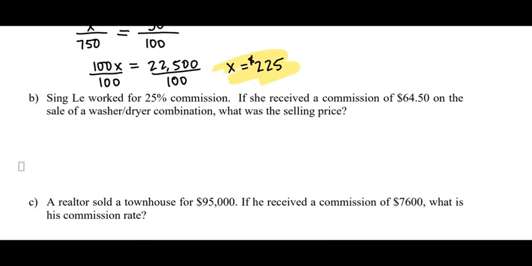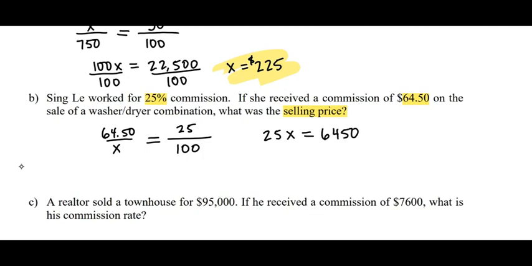Okay. All right, so the next problem is Singly worked for 25% commission. If she received the commission of $64.50 on the sale of a washer slash dryer combination, what is the selling price? All right, so again, you have 25%, you have $64.50, and we need the selling price. Okay, all right, setting up our proportion, 25 over 100. Commission always goes on top, so 64.50, and then we do not know the selling price.